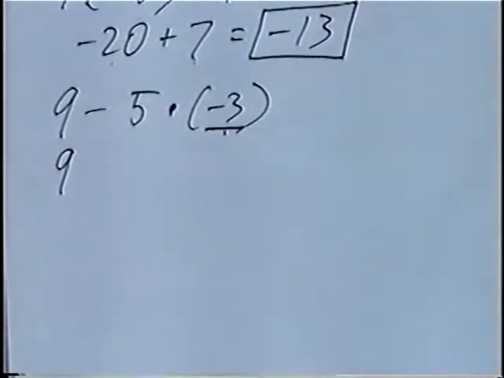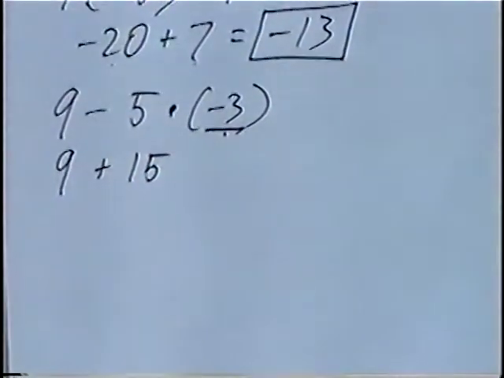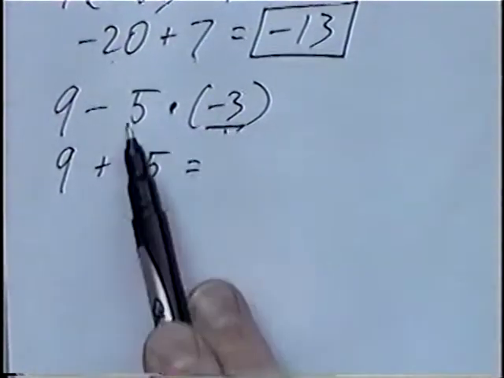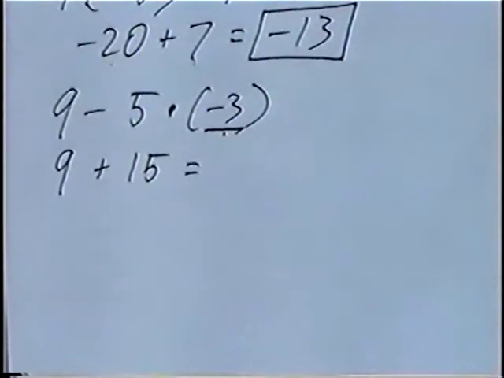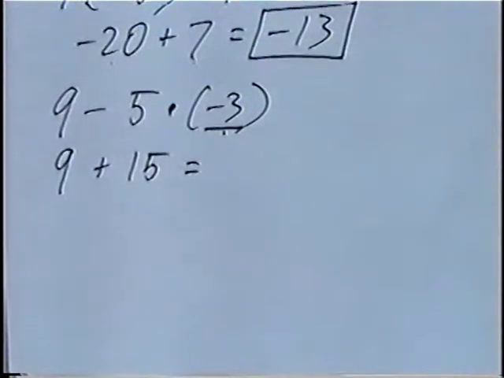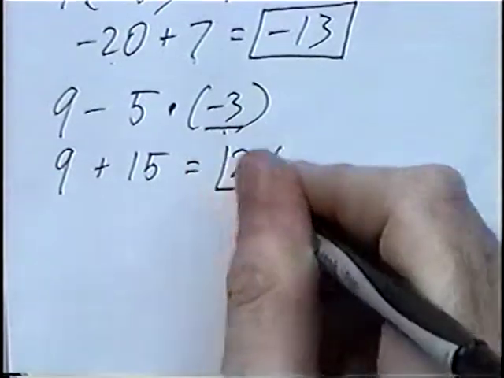Negative 5 times negative 3 is positive 15. Whenever you multiply two negative numbers, they'll change to a positive. And the last step, instead of 9 minus the number, it changed to 9 plus 15. 9 plus 15 would be 24.